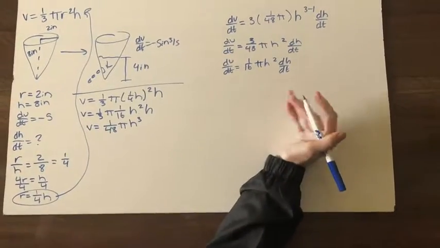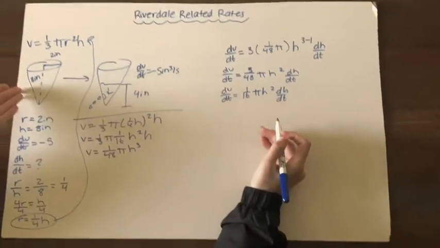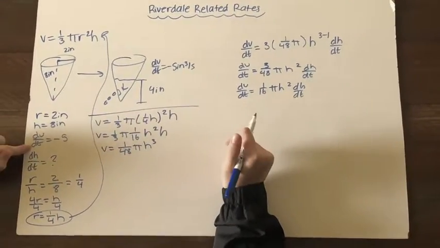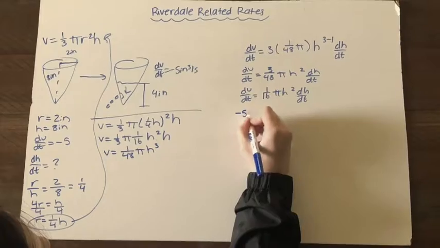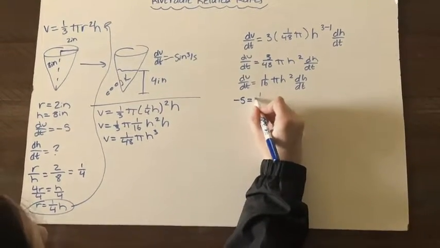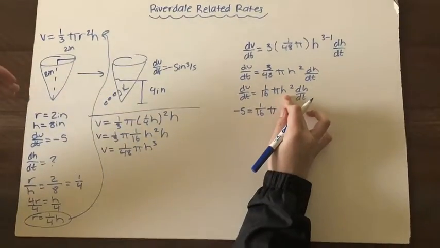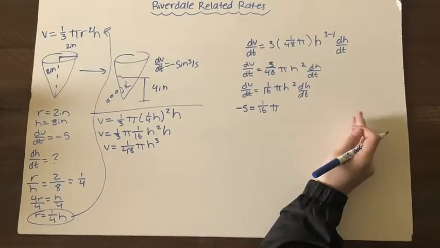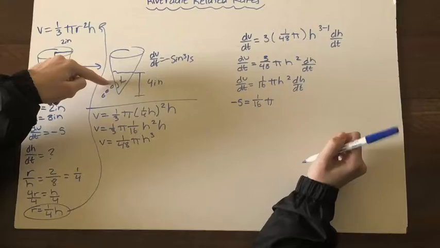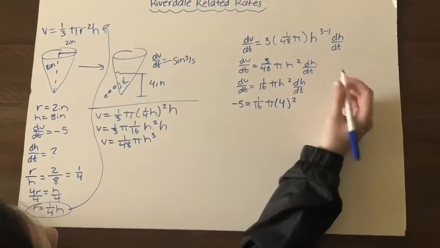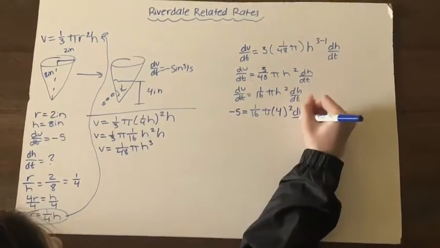But we're not done yet. Now we can go back to what our known values are. So we know that dV over dt is equal to negative 5. So we can plug negative 5 in, which is equal to 1/16 pi, and h is the liquid level, since we're looking for the rate of the liquid level, and we know that the liquid level height is 4 inches, so that's 4 squared, and we're looking for dh over dt, so that stays the same.